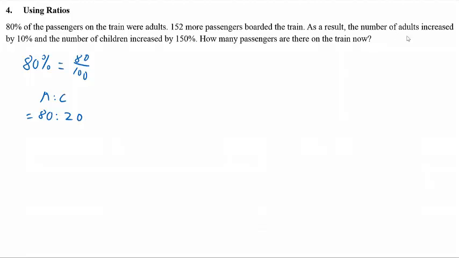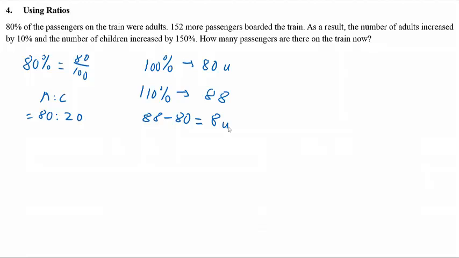Okay, then after that, the number of adults increased by 10%. So I want to find how many units there are after the increase. To do that, you simply take 100% equals to 80 units. I put a U here to represent units, because this is not a number of adults, it's 80 units. So after a 10% increase, you'll be 110%. Alright, to find the units here, I take 80 over 100 times 110. I will get 88 units. That means there is an increase of 8 units for the adults. So 88 minus 80, there's an increase of 8 units for the adults.